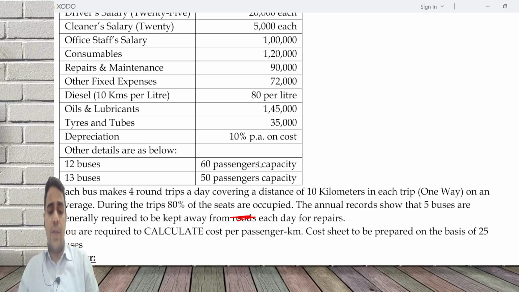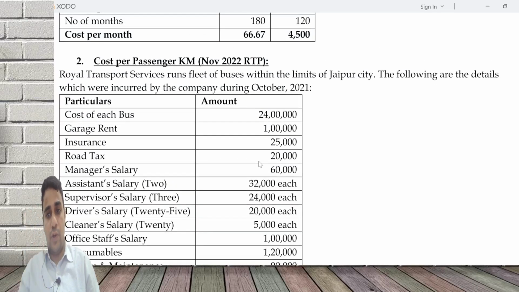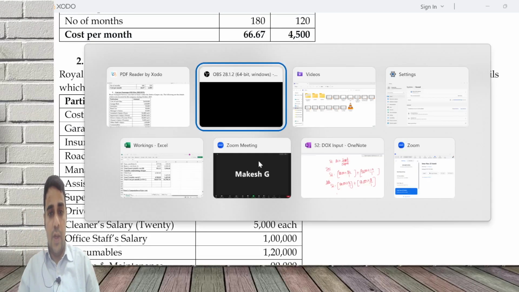We are required to calculate cost per passenger kilometer. We normally calculate cost per ton kilometer or cost per passenger kilometer. They want us to prepare a cost sheet for all 25 buses. In class, I would have explained that you can do it for a single bus or all 25 buses, and for a month or a year. I'll do it for a month because October 2021 is specifically mentioned. So, working note 1.